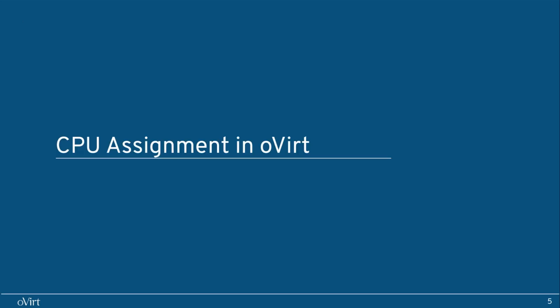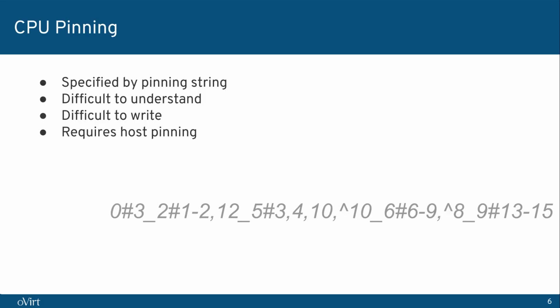So let's say you do care where your VM runs. What options do you have in oVirt? One option is to manually write a pinning string. The language for that is pretty versatile, which makes it quite flexible, and you can define whatever you require. But it is also difficult to understand, and when it's difficult to understand, it's obviously also difficult to write. And also, for the pinning string to make sense, your hosts need to be of the same or similar topology.